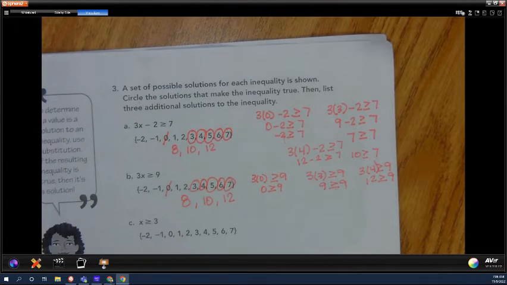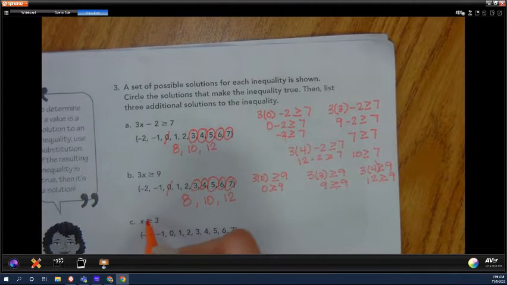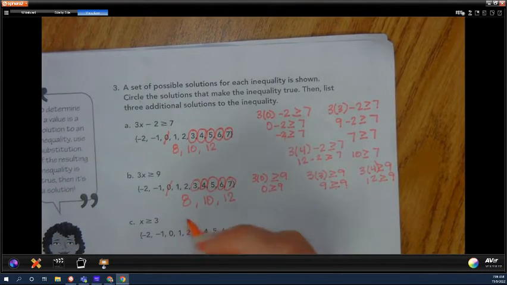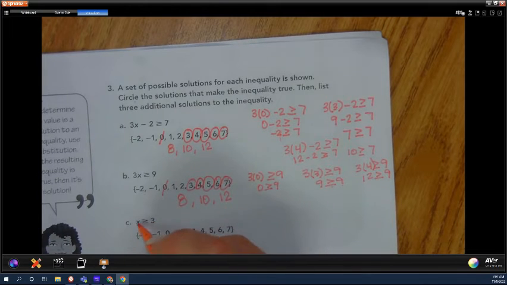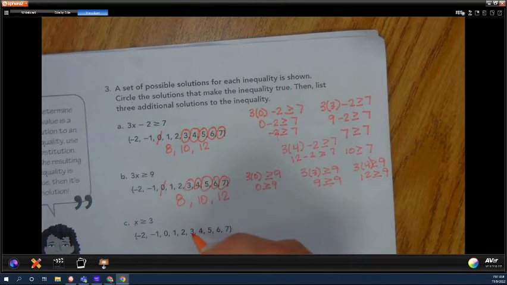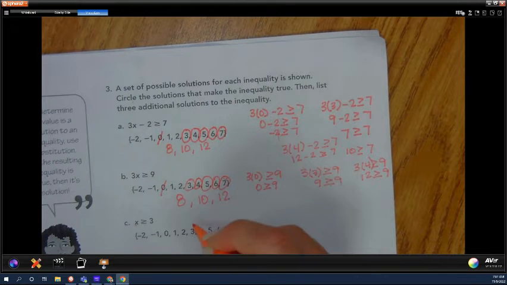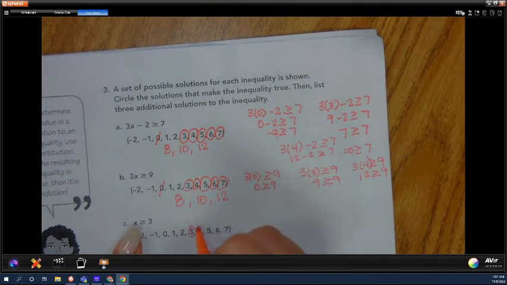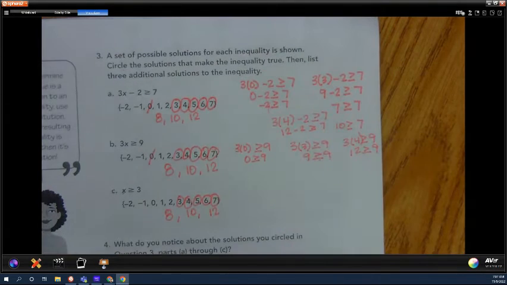Okay. All right. What about x is less than or equal to 3? Well, if I were to plug in 0, I know 0 is not going to be bigger. 1's not going to be bigger. 2's definitely not bigger. What about 3? Well, 3 is equal to 3. Is 4 bigger? Yes. 5, 6, 7, then 8. I can add 10. I can have 12, and so on and so on.